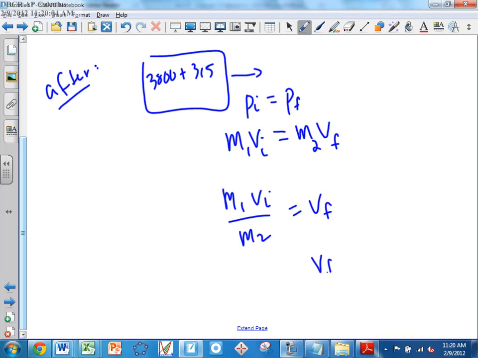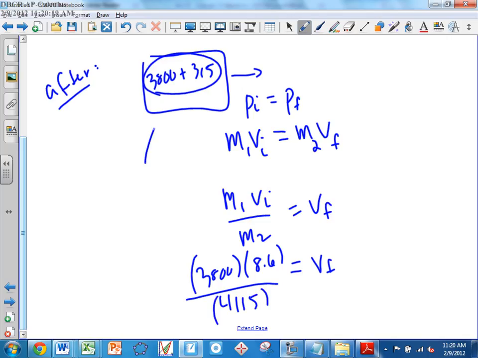Okay, so VF is going to be 3,800 times whatever the velocity was, which was 8.6, you said? 8.6, yes, all over the sum, which is 4115. Remember, M2 is the combination of these guys right here. That's M2, the mass afterward. You might have that extra step.